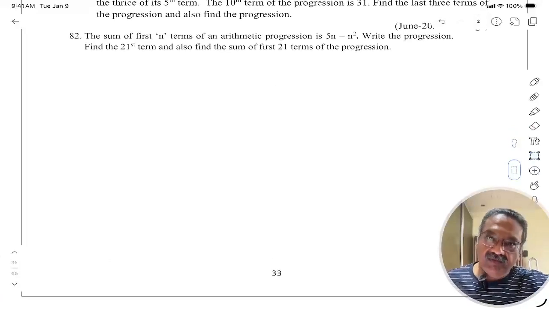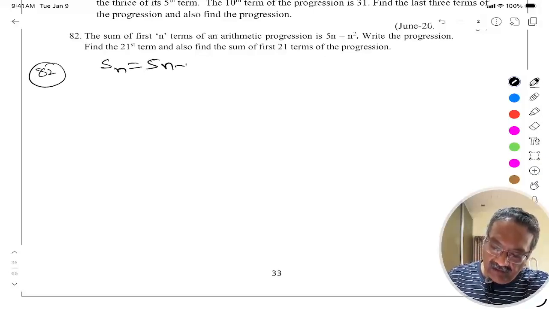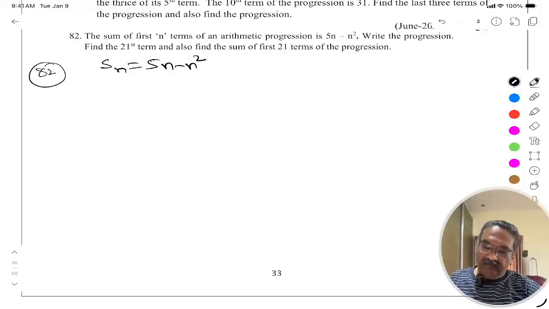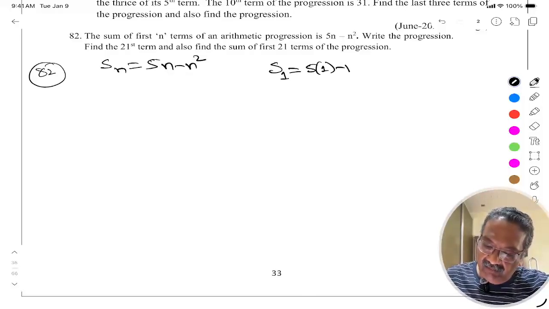See, the sum of first n terms Sn is 5n minus n square. Write the progression, find the 21st term and also find the sum of first 21 terms. Okay, simple. So if the AP has only one term, then S1 will be 5 into 1 minus 1 square, is equal to 5 minus 1, is 4.